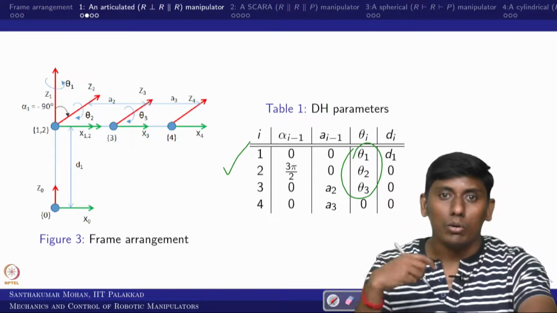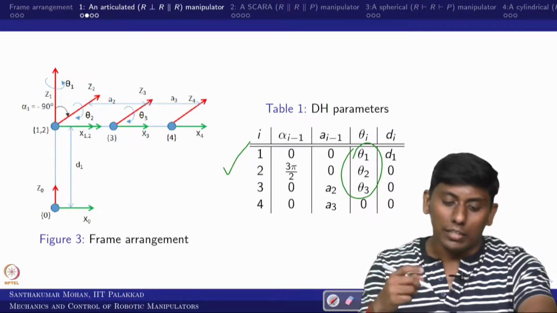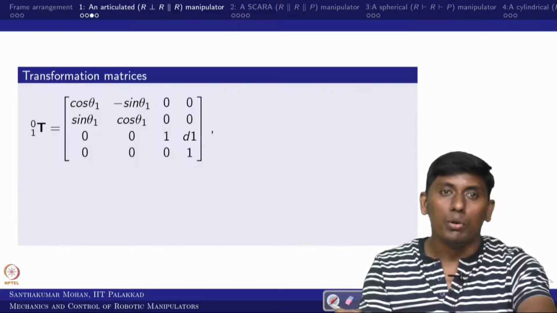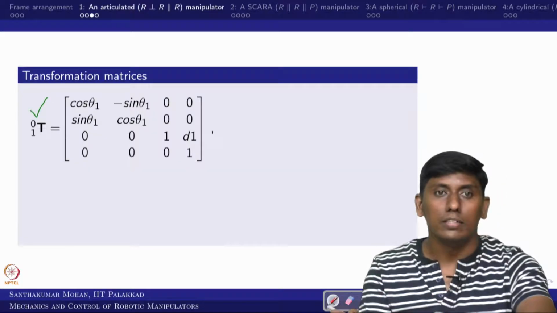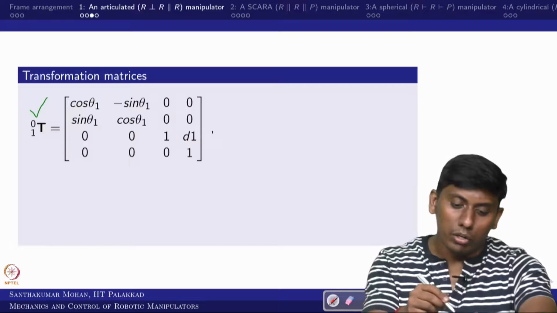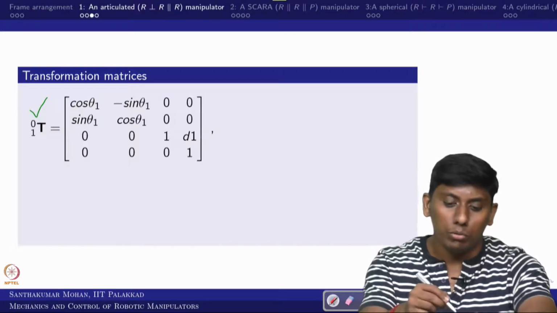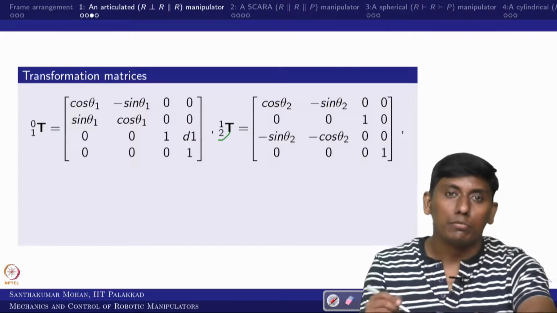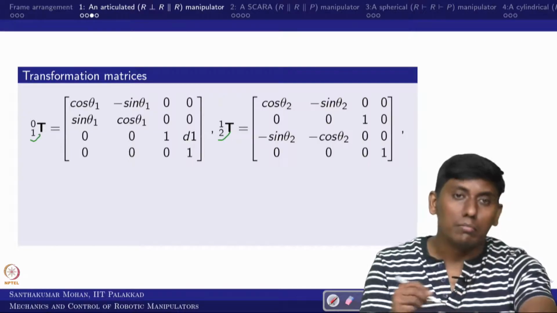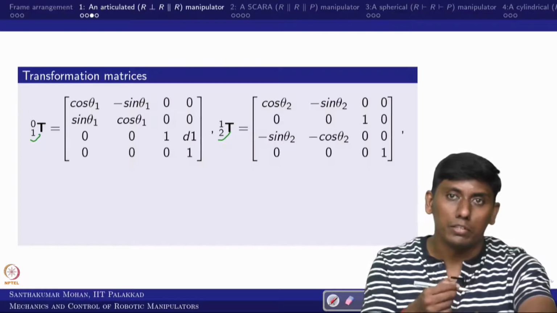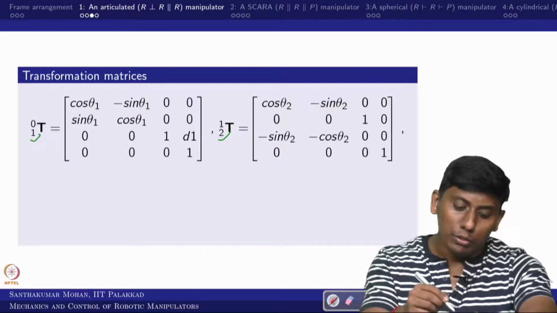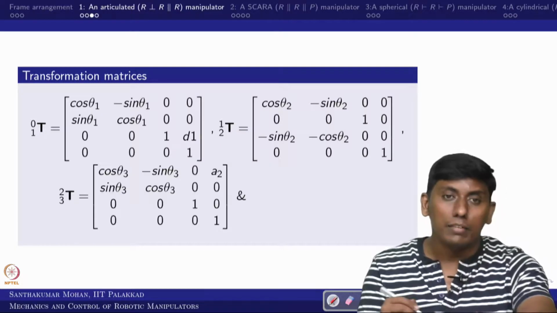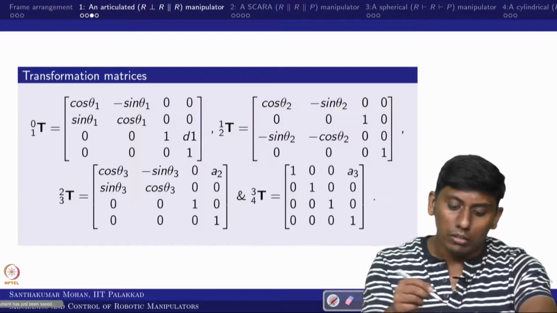You can recall the second slide and substitute this. So you will get T01 as this. Then what else will you get? T12: the transformation matrix of 2 with respect to 1, the transformation matrix of 1 with respect to 0. Like that you keep getting it, up to 4.